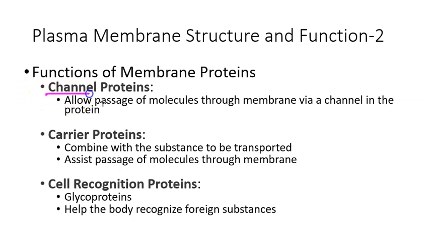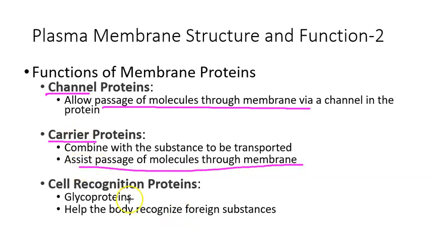So number one, channel. We're letting things pass through a membrane. This channel is always open, so it's always letting passage through. Carrier proteins combine with it and assist passage. So these are not always open. They carry stuff across.